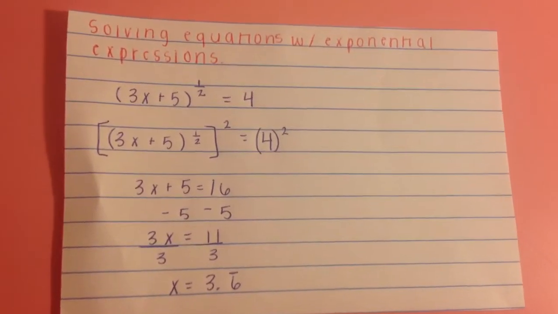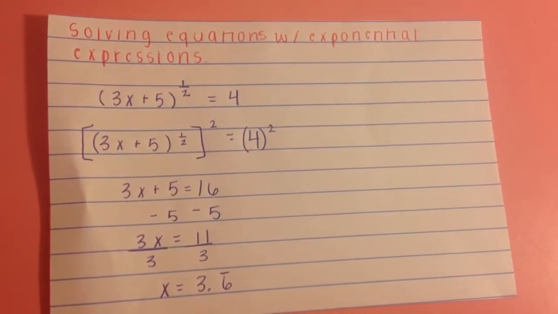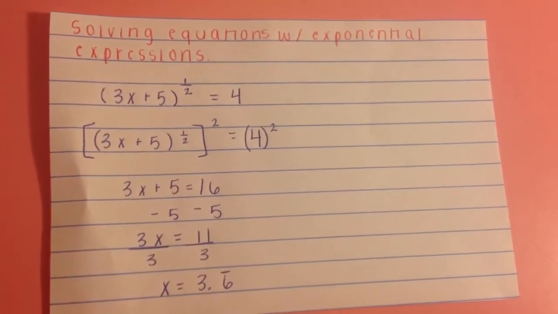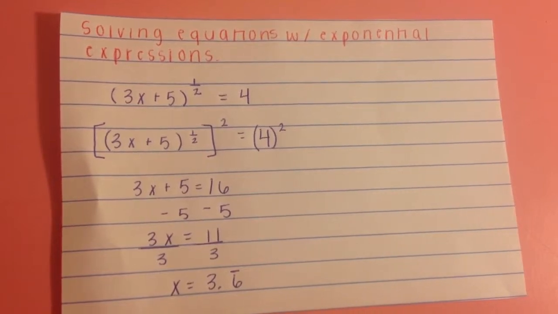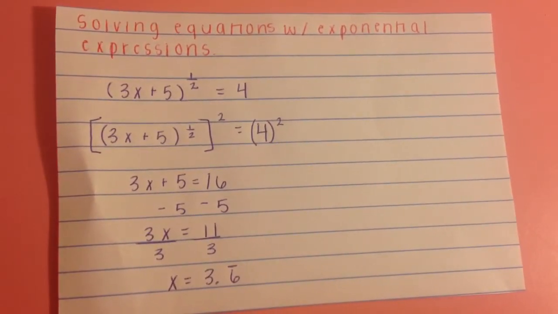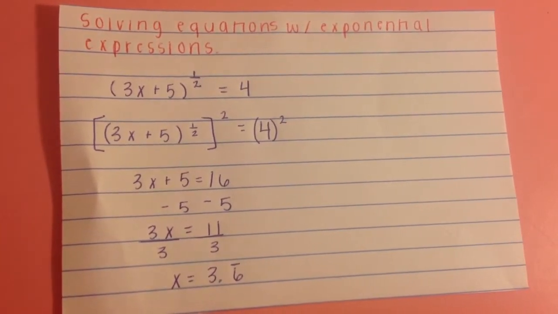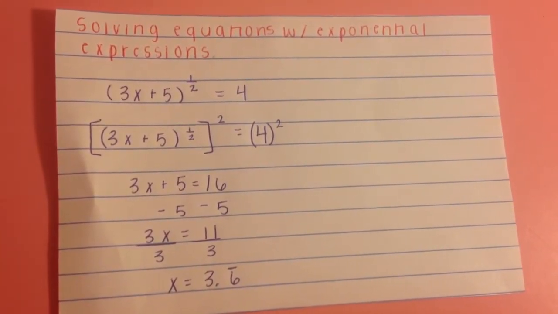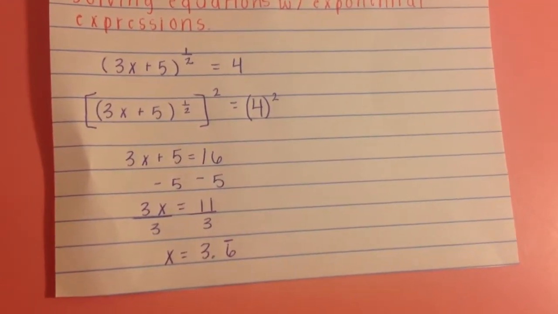So since those two exponents cancel out, we'll have 3x plus 5 equals 4 squared, which is 16. So now we can solve this just like a regular equation. So we'll subtract 5 from both sides and get 3x equals 11, and then divide by 3 on both sides to solve for x, and it turns out that x equals 3.6 repeating. And since this is an equation, we can always plug our answer into the equation and make sure we have the correct answer.